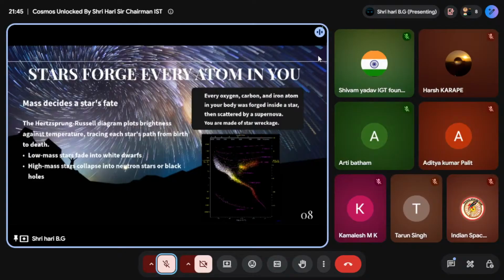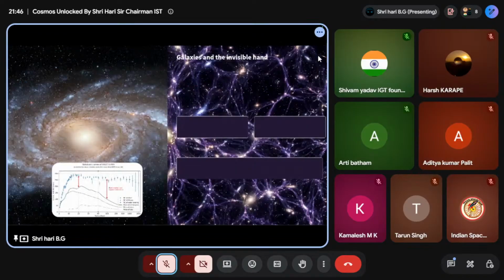So, the brightness against the temperature is in the graph, and this graph tells the whole story about the stars. And this was about the stars. And let's see about galaxies. What are galaxies, and the invisible hand in them?